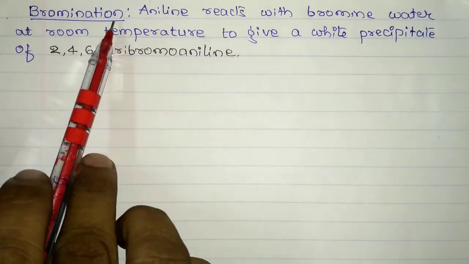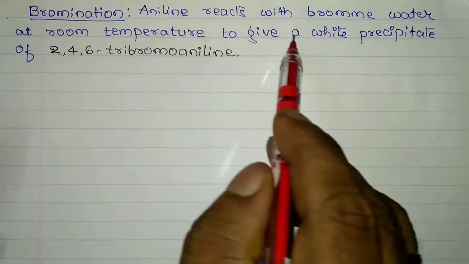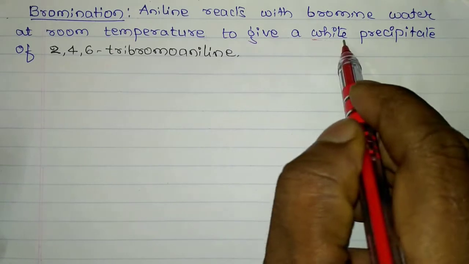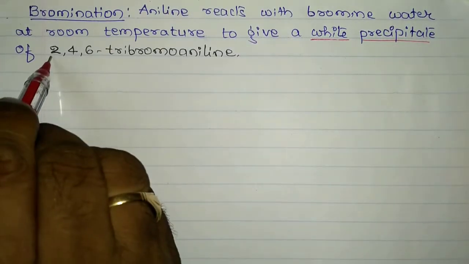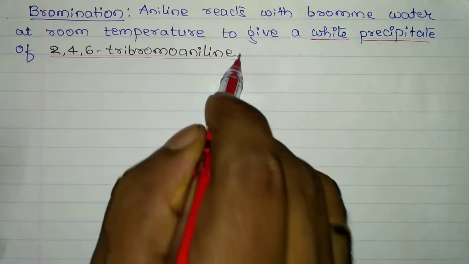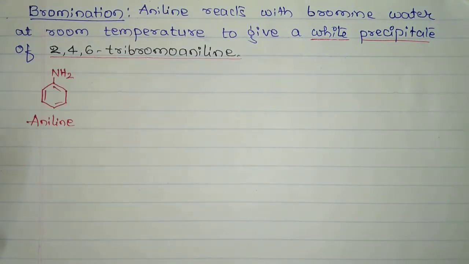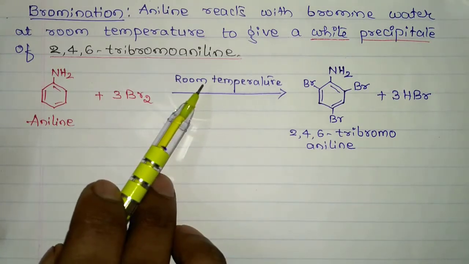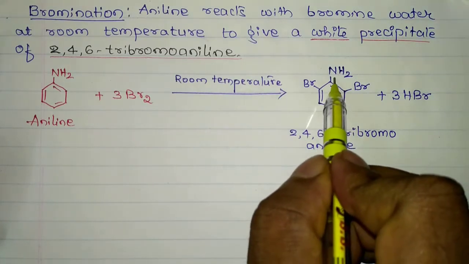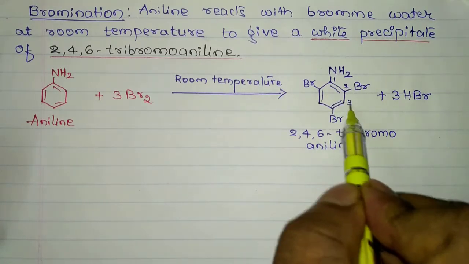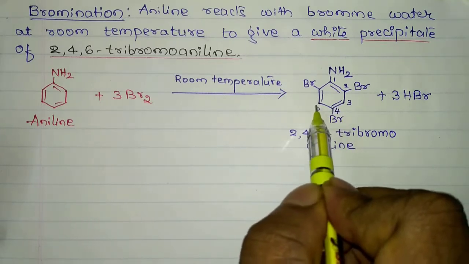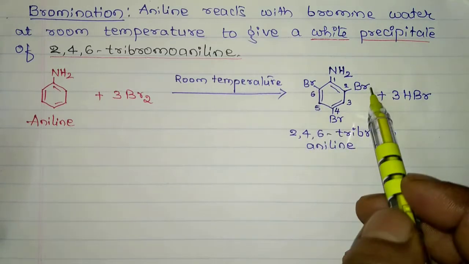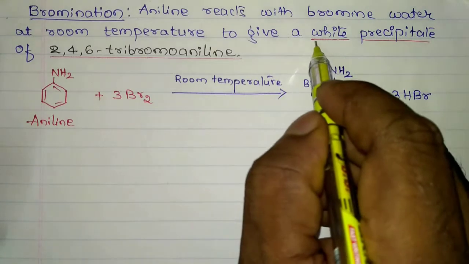Now we will discuss bromination of aniline. Aniline reacts with bromine water at room temperature to give a white precipitate of 2,4,6-tribromoaniline. Aniline reacts with bromine water at room temperature. It gives, this is position number 1, 2, 3, 4, 5 and 6, 2,4,6-tribromoaniline. This is a white precipitate.